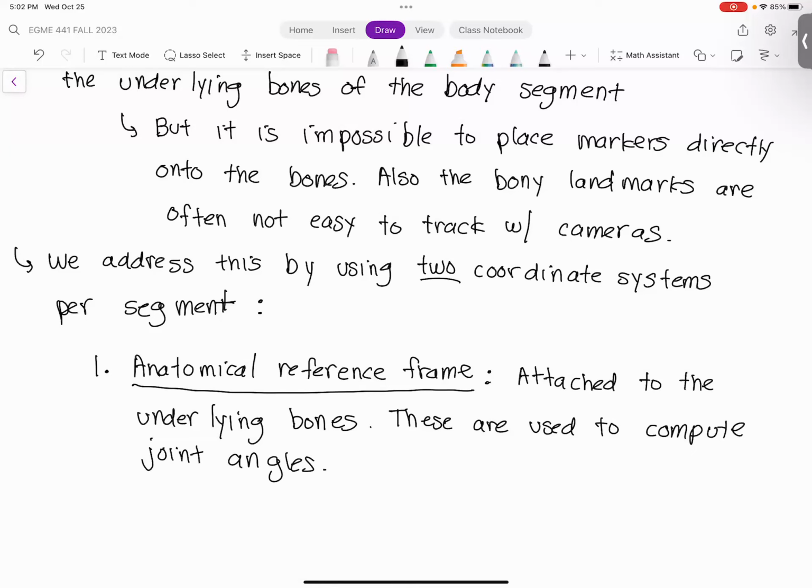Right, so I want to stress that the anatomical reference frames are the ones that are actually used to compute the joint angles. Ideally, these are the ones that are attached to the bones, which is the direction of orientation of the body segment itself. And so if we look at the anatomical reference frame for two adjacent segments, and we compute the difference in their orientation, that's going to give us the joint angles.